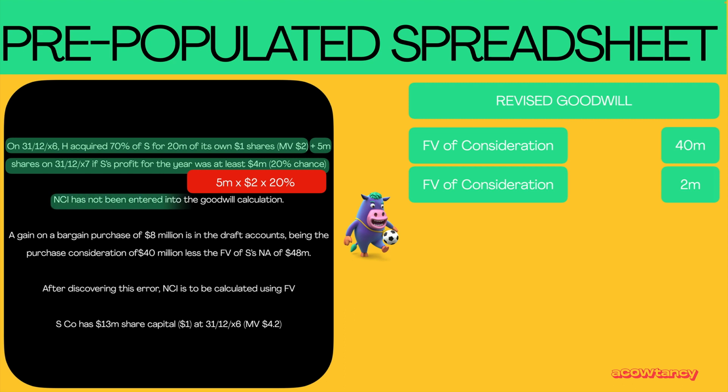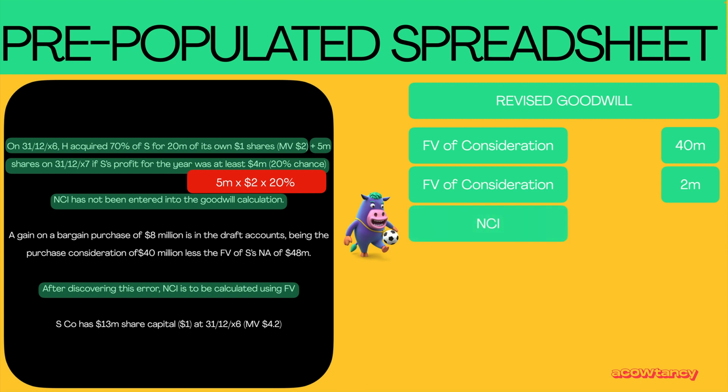Okay. Next then, it says NCI hasn't been entered into the goodwill calculation. Obviously it should be. And it said after discovering this error, they want NCI to be calculated using the fair value method. Okay, so we're going to now calculate NCI.